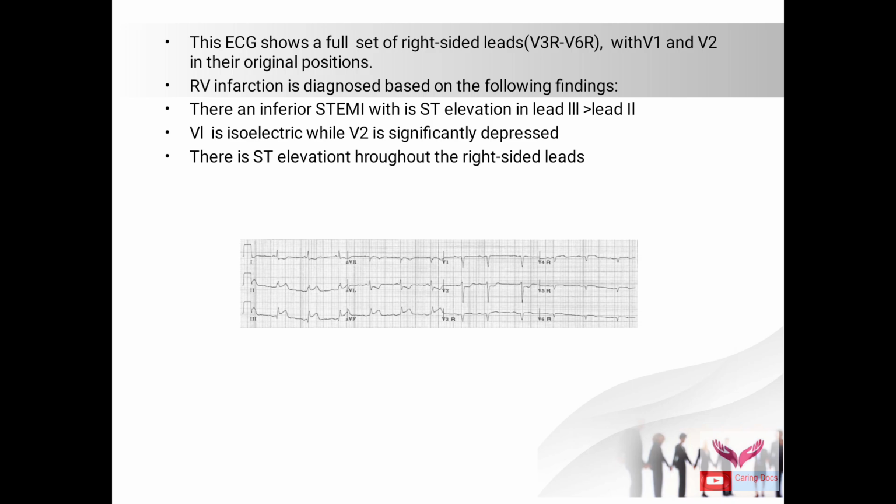In this ECG, we can see a full set of right-sided leads, that is V3R to V6R, with V1 and V2 in the original position. Right ventricular infarction is suggested by an inferior ST elevation MI with ST elevation in lead 3 more than lead 2. V1 is isoelectric while V2 is slightly depressed, and there is ST elevation throughout the right-sided chest leads.